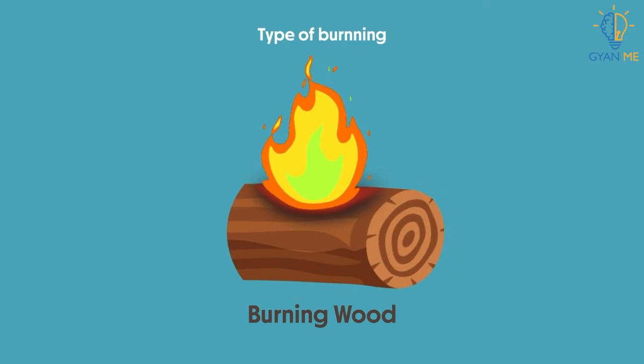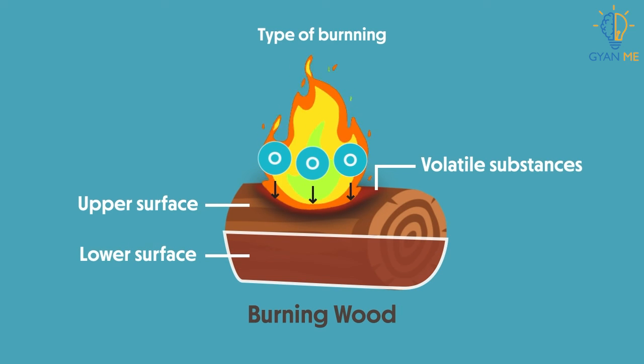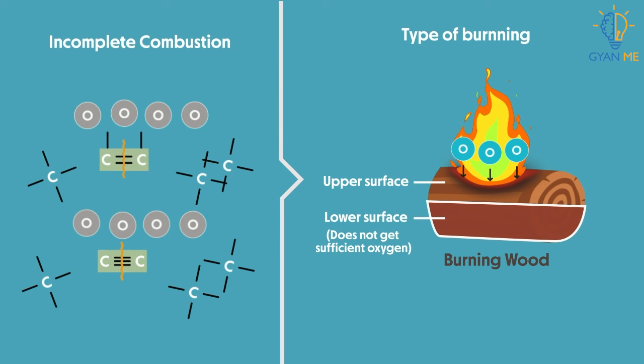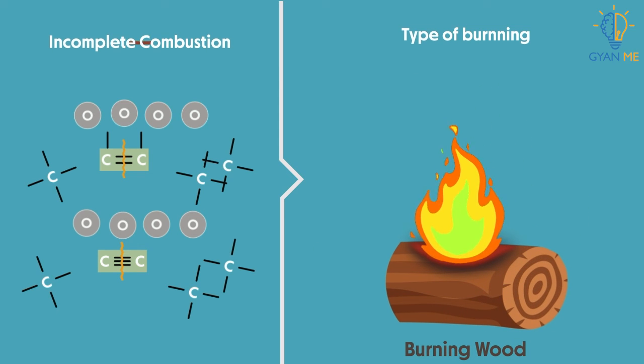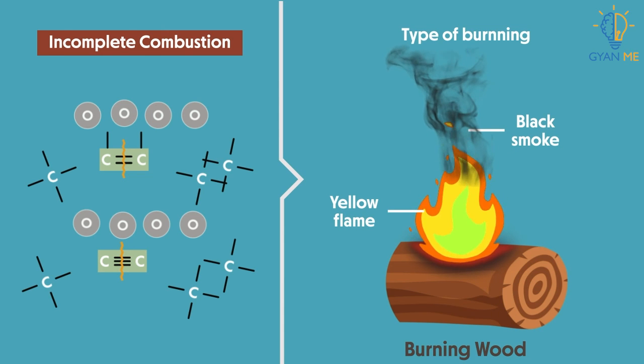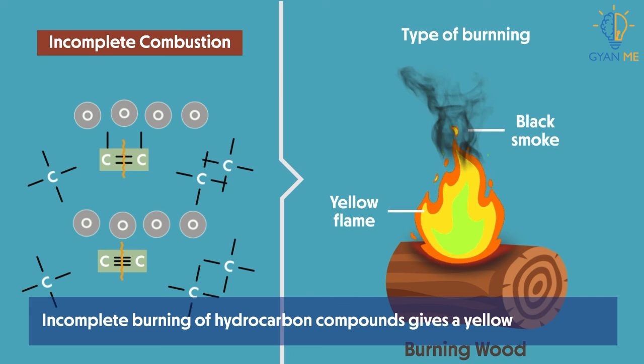Now coming back to our discussion, when solids like wood or coal are burnt, initially the volatile substances present in them vaporize and burn with a flame very quickly. Due to this rapid burning at the upper surface, the lower surface of the wood does not get sufficient oxygen, and there is incomplete combustion of carbon compounds present here, and thus they burn with a yellow smoky flame. Therefore, because of their incomplete combustion, they give off a yellow flame and produce black smoke, which is made up of carbon. Right. Incomplete burning of hydrocarbon compounds gives a yellow, sooty or smoky flame.